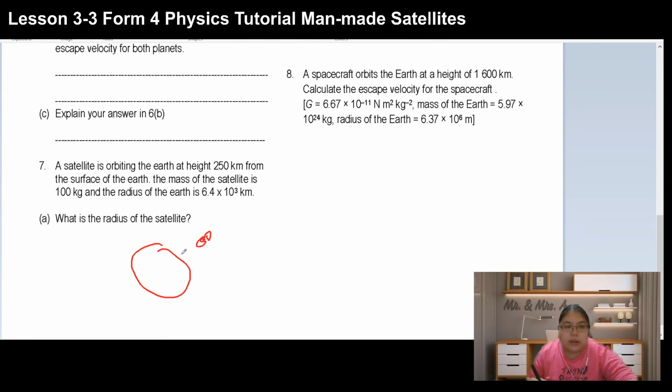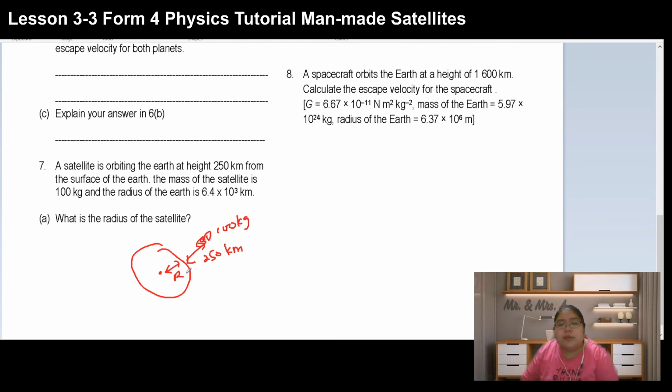Okay, orbiting. The height is 250 kilometer from the surface of the Earth. This one we need to do the calculation later. The mass of the satellite is 100 kilograms. And the radius of the Earth, R, is provided. So now the question asks, what is the radius of the satellite?